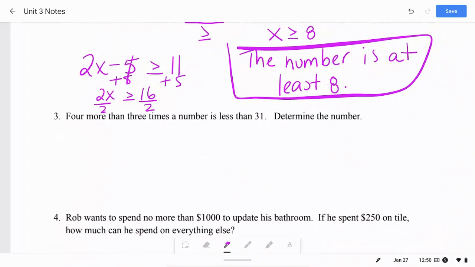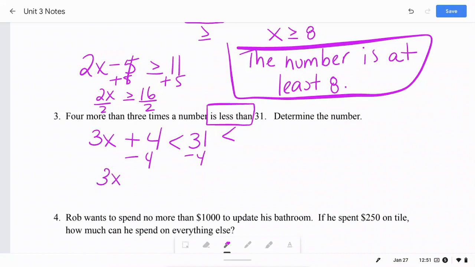Next example says 4 more than 3 times a number is less than 31. Determine the number. So again, I have is less than, so I'm going to use the less than symbol. And it says 4 more than 3 times a number. So I'm going to do 3 times the number as 3x, and then more than, I would put plus 4 is less than 31. To solve this, I'm going to subtract the 4. So I get 3x is less than 27. Then divide by 3 to get x is less than 9.